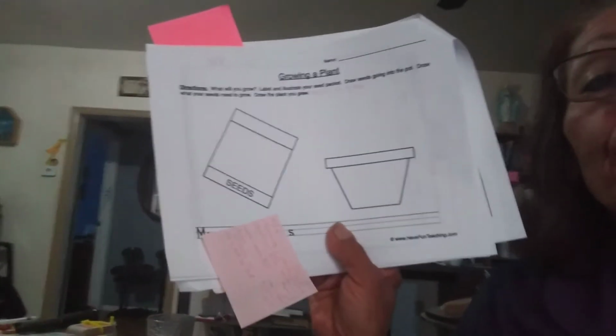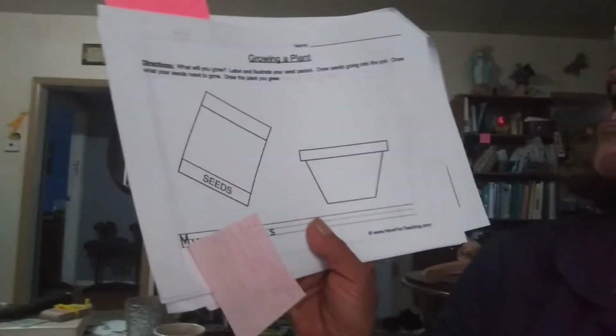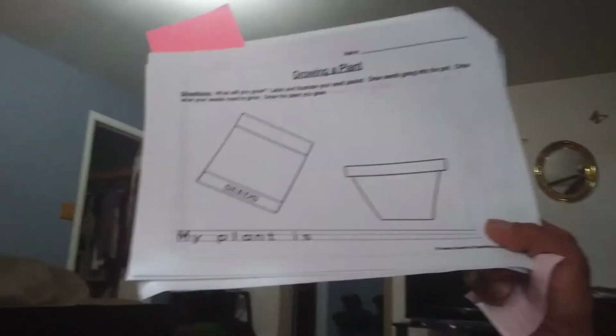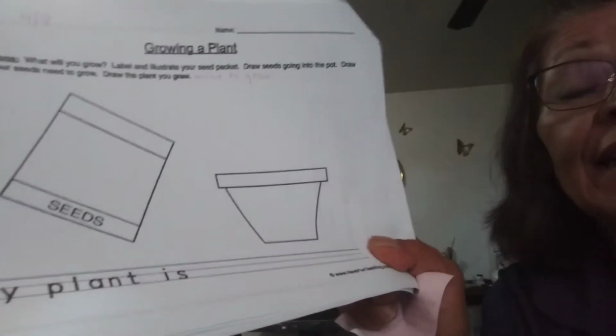So today I would like to encourage you, if you have a clipboard, a paper, and a pencil, maybe today's assignment, which is to draw a packet of seeds and to draw a plant. Label your plant, and at the bottom there is a sentence that begins, "My plant is," and the students can go ahead and put in what plant they drew.